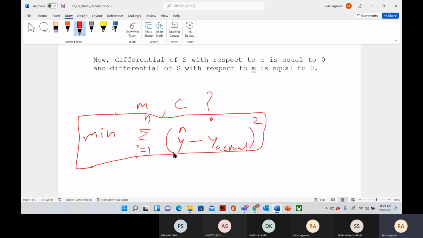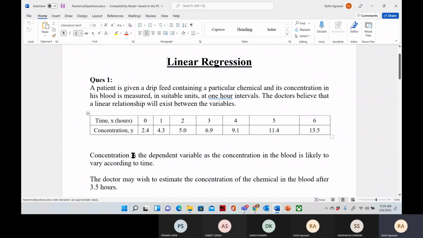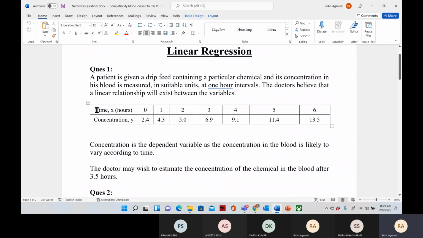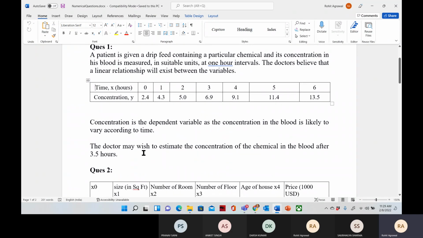Clear? So we are going to minimize this function to calculate M and C. If you remember in the first class, I can show you the example here. Okay, no problem. In the first class, I gave you this data and asked: the doctor may wish to estimate the concentration of a blood in 3.5 years.